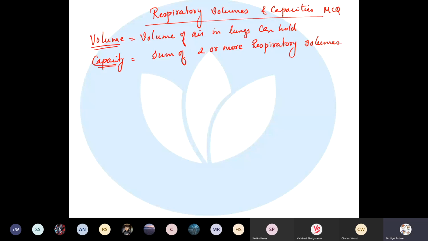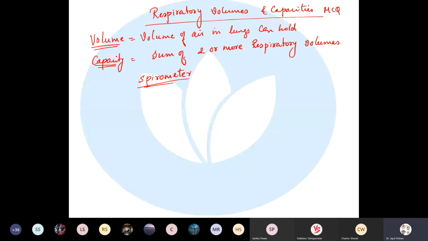How do you estimate the volume of the air? Volume of the air is estimated by a spirometer. The spirometer tells you the working capacity of your lungs. Nowadays, COVID patients are being checked on the spirometer to know how well the lungs are working, how well the lungs are capable of holding the air. So this is about the spirometer. Is it clear?